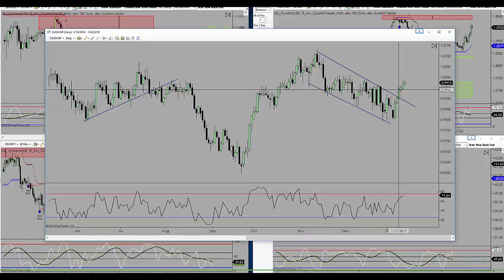pressed to a new structure high, higher close here at 99.41. A whopping 40 pips since then. What I want to do is add the ATR so we can also look at volatility across the board here.